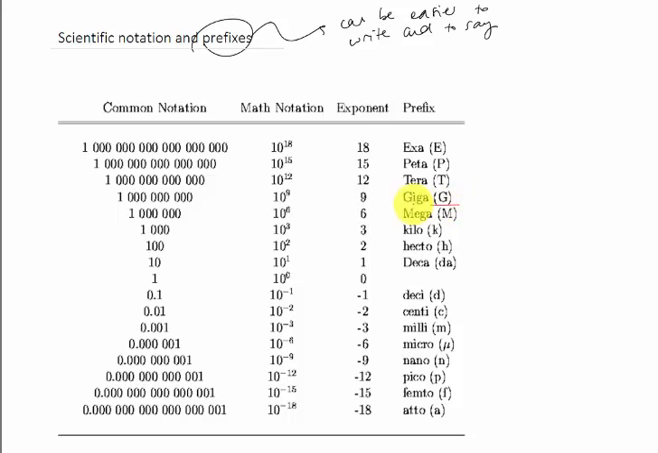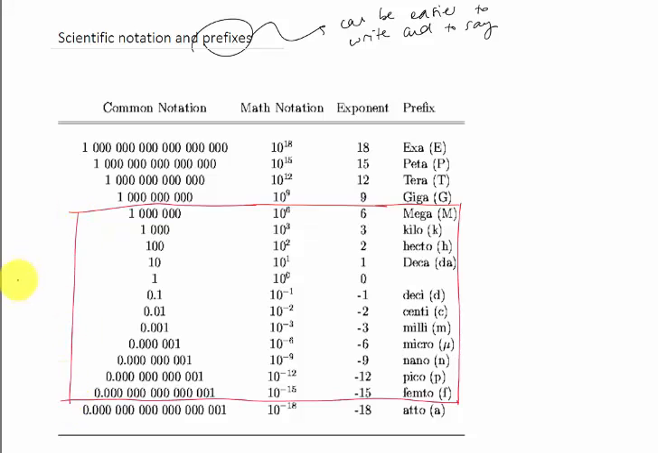So let's say all this part of the table, I think you could reasonably be expected to know off by heart. So I'm going to write here, memorize these. So what is going on here? So let's look at milli, for instance.